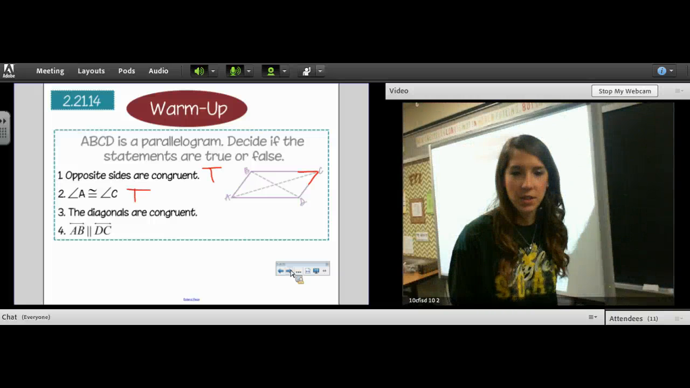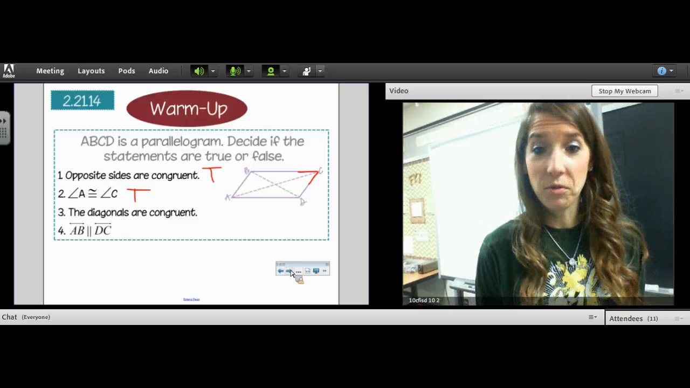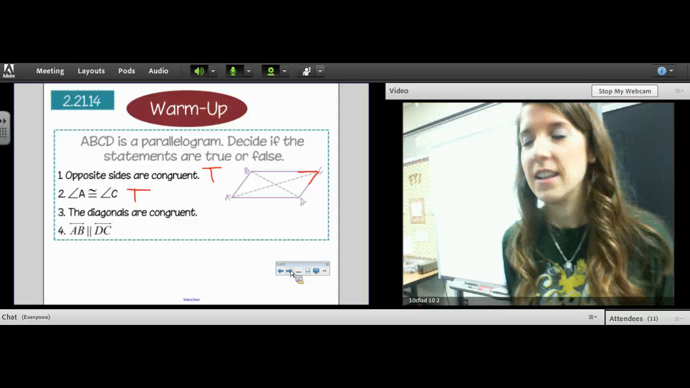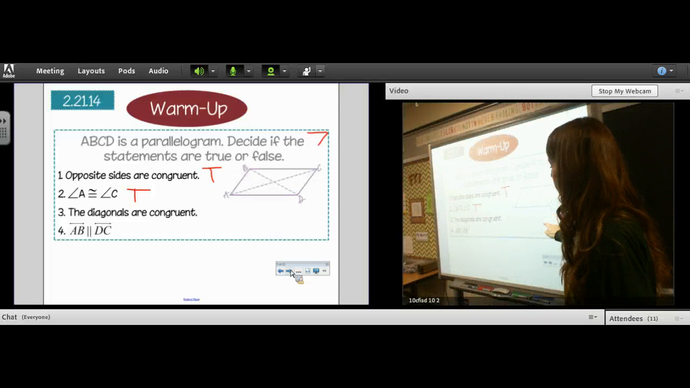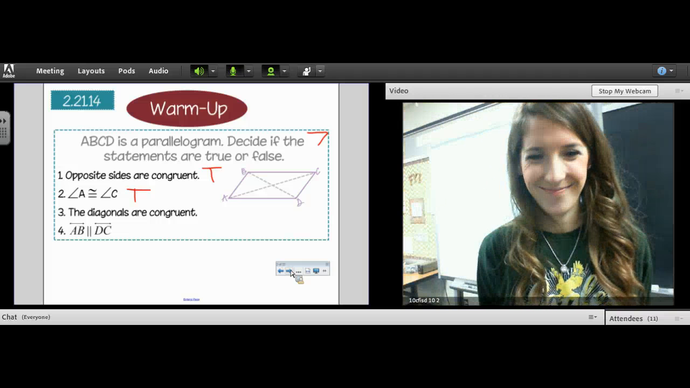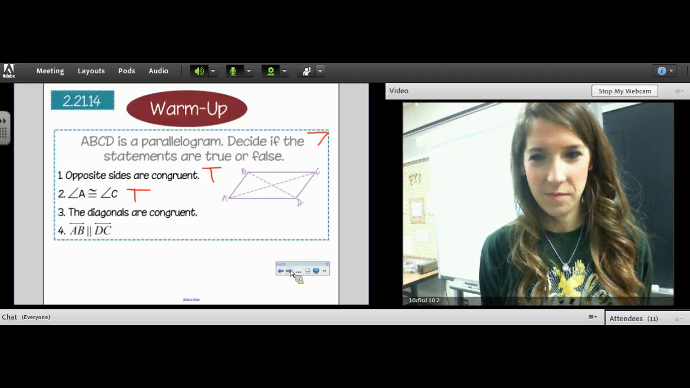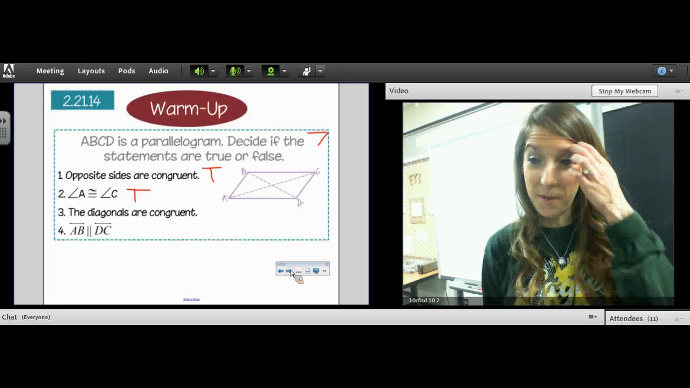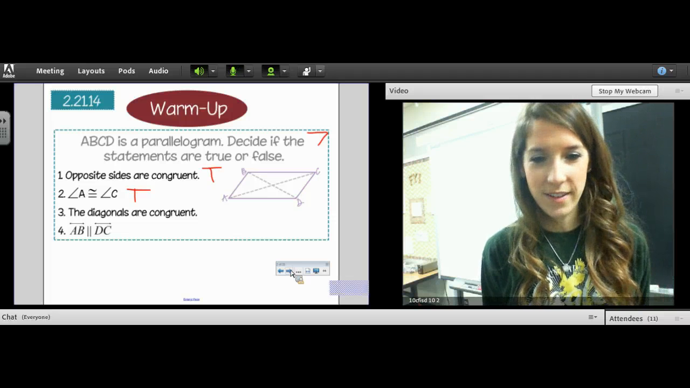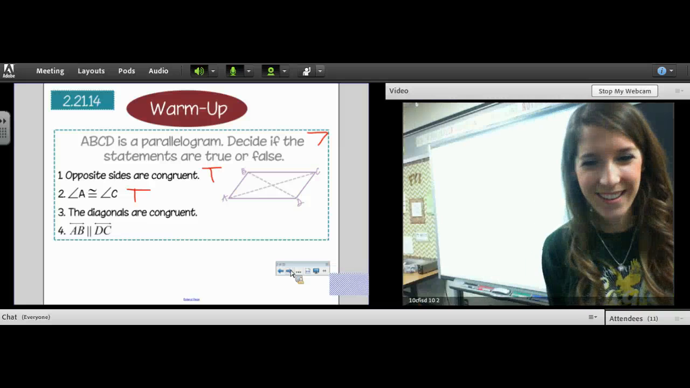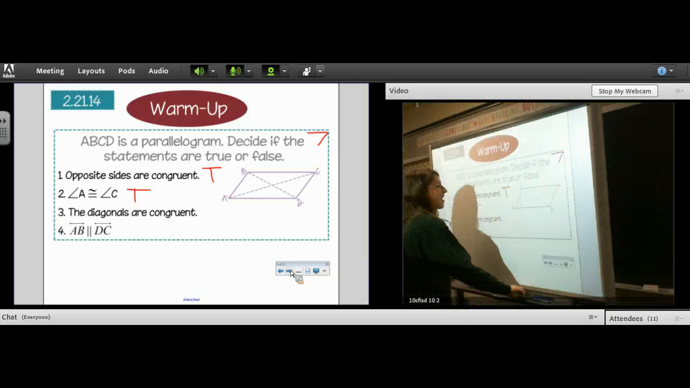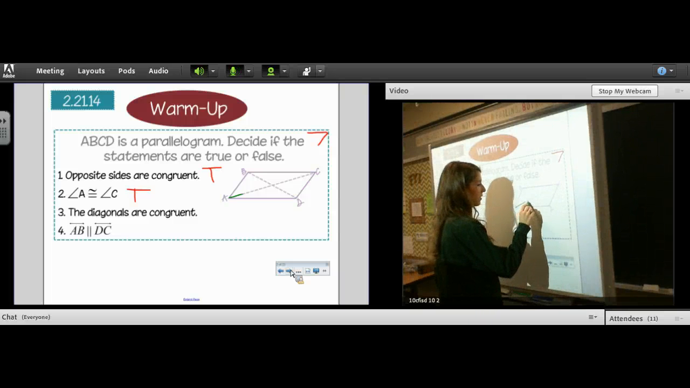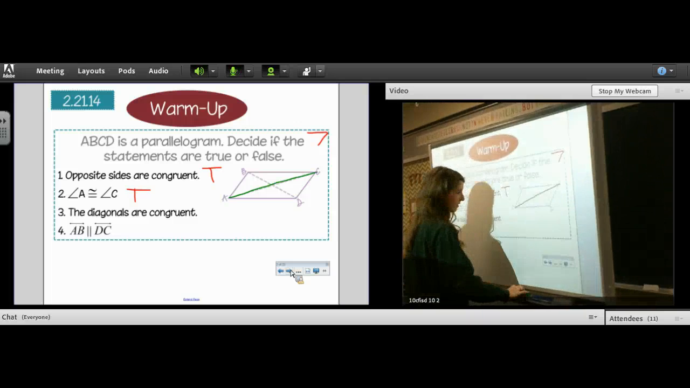Next one, the diagonals are congruent. Well, we're on a true run. What do you think? The diagonals are congruent. The diagonals, by the way, are the dotted lines. What do y'all think? Put a guess in. Come on. Get brave. Let's test it out. I don't know if I can test this one. Will it let me?